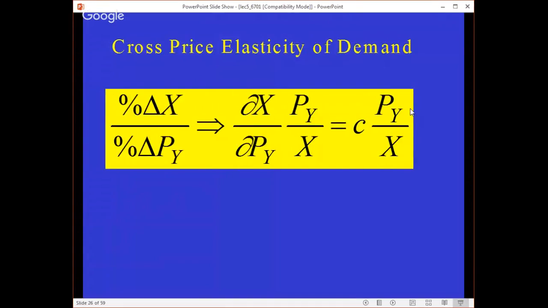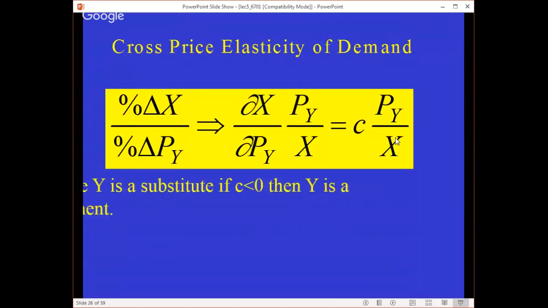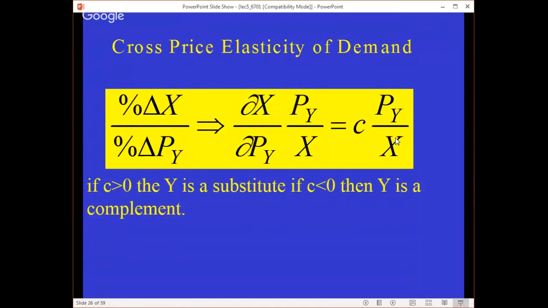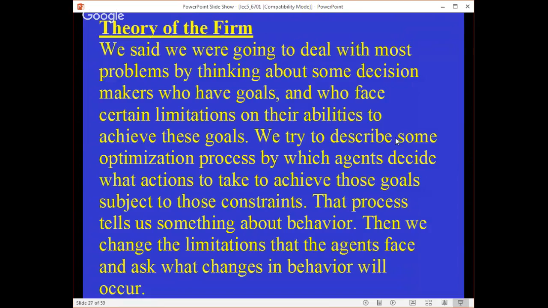So here we have C times PY over X. It's a partial times whatever we're talking about, PY, I or PX, over the quantity demanded, in this case, X. Questions? And if C is positive, it's a substitute. If it's negative, it's a complement. And of course, with 0, they're independent. Questions on elasticity?